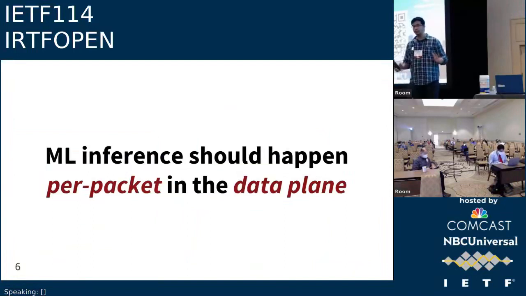And so that brings me to one of the core tenets of Taurus, and that's essentially that ML inference should happen per packet in the data plane. The intuition here is relatively straightforward. You want to be able to do per packet operation because that is the finest granularity of traffic, essentially operating on a packet scale. Now, not every application may need per packet level operation, but there are applications that need it. And so the platform should be able to support per packet operation. And then the data plane, that's where the packets are. So if we're going to be doing decisions on packets, it should happen in the data plane.